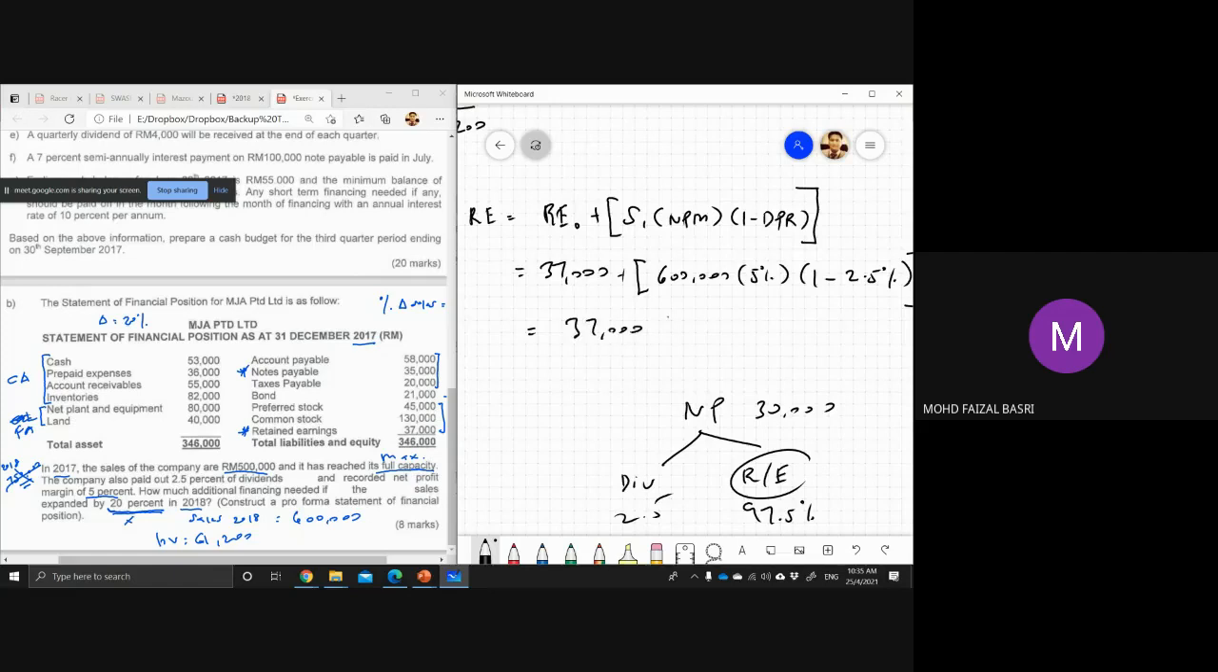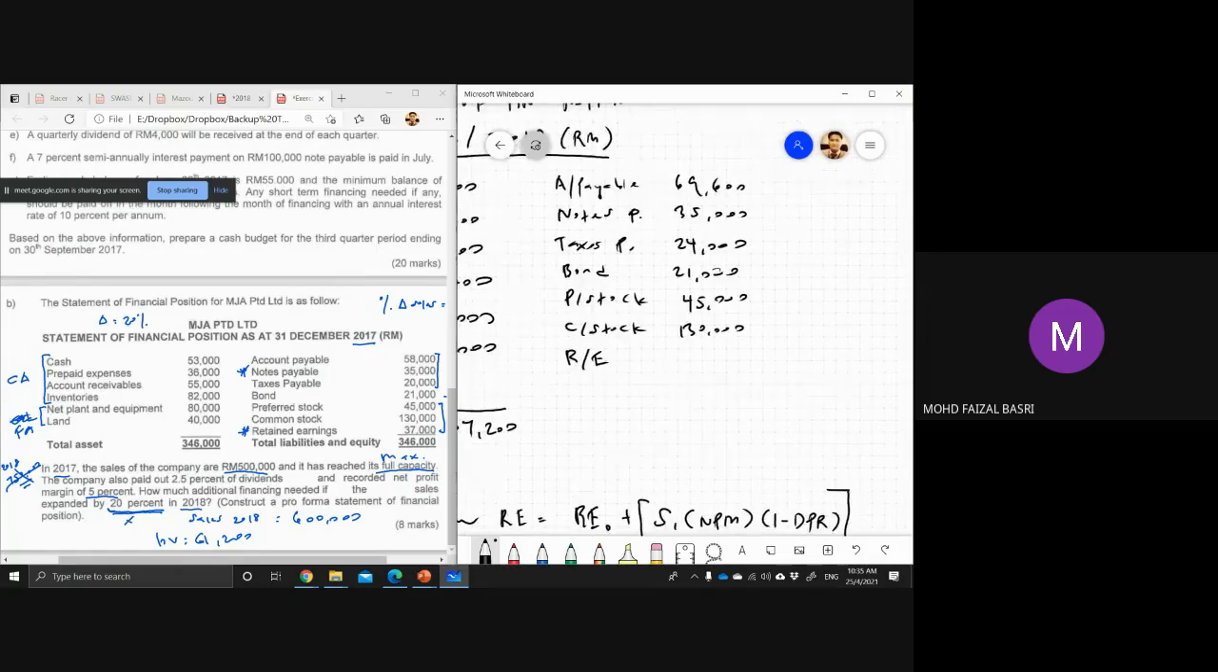So you get 37,000 plus 29,250. So this is the new one. Okay, meaning 2.5% of 30,000 is dividend. The rest, which is 29,250, will be retained earnings. Okay, plus 37,000. So you're going to have here 66,250. So this is the amount we will put into retained earnings, 66,250.